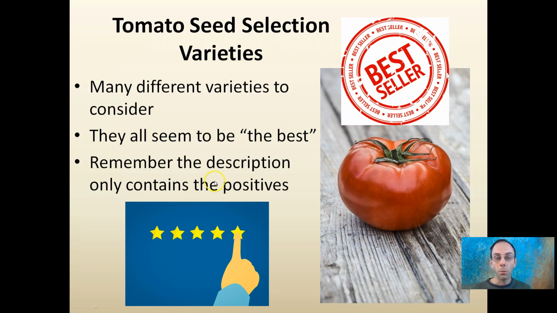Now, when we're trying to read about them, it seems like they're always the best. Every tomato is like the one that's going to completely solve world hunger. There's many different varieties to consider, but remember that the descriptions you're reading will typically only contain the positives about that tomato. Everything wants to seem like it's the maximum amount of stars or ratings. You kind of got to read through and figure out what they're saying is going to be the most positive aspects about that. Maybe there's other things that might be more negative with that.